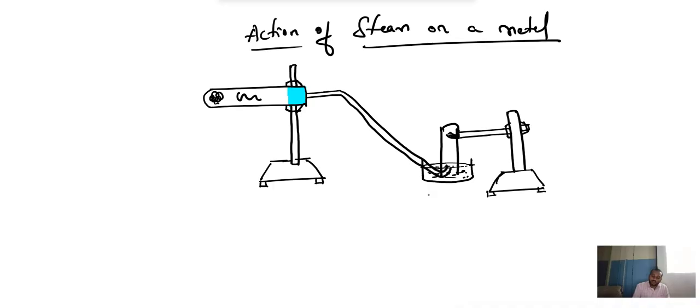Now what do we do? We have taken a burner. Here we have taken a burner. Can you see this? We can just draw this shape of a burner. That's sufficient. If we draw this much, it's enough. Is this clear?